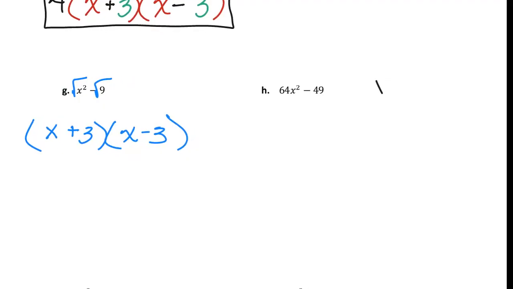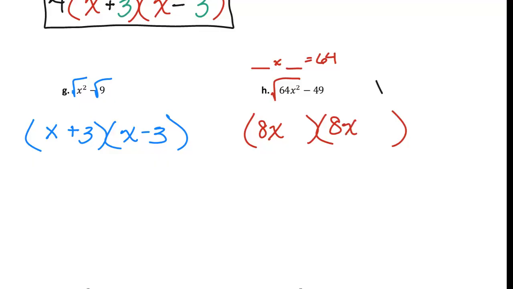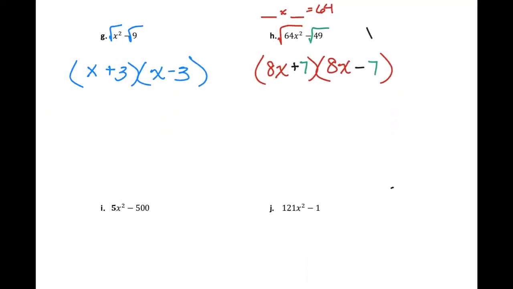H. 49 is only going to be 49 and 7. So we're going to break it down. The square root of 64. So you're saying what times what gives you 64? Come on. 8. And you've got an x squared, so that's an x. X times x gives you x squared. What's the square root of 49? 7. Put a plus sign and a minus sign. There you go.